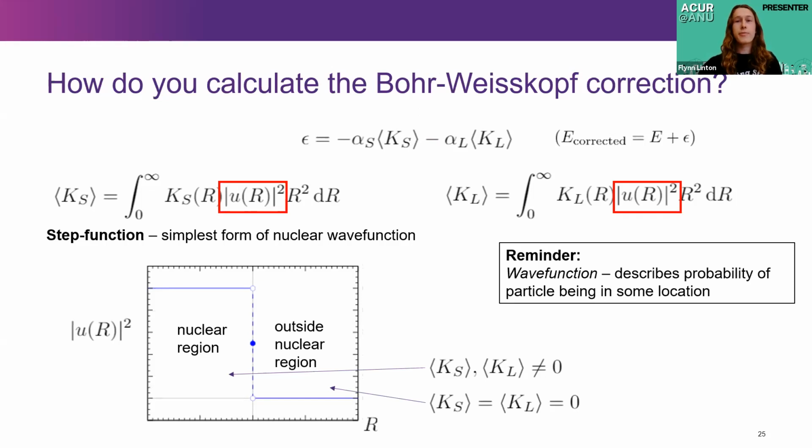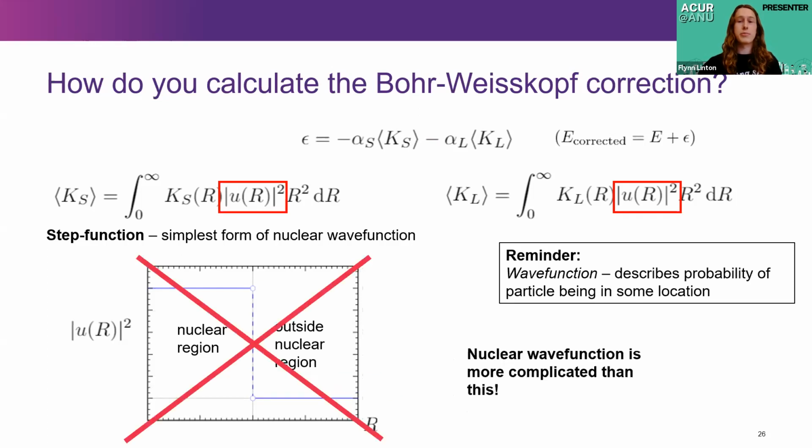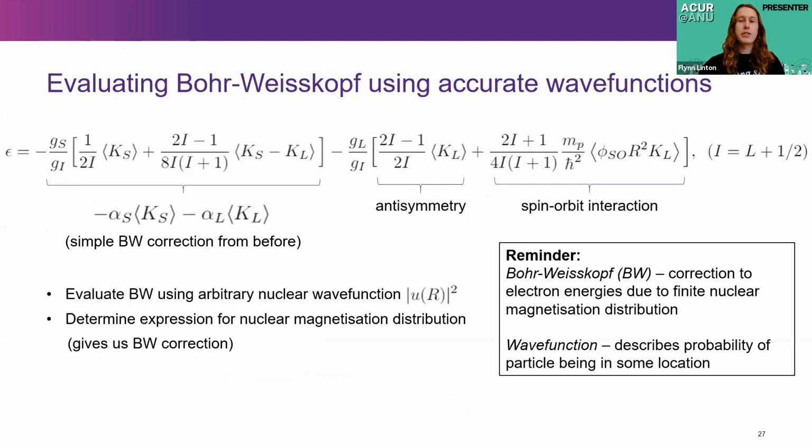However, this is real life, so obviously things aren't quite as simple as this. The wave function of the nucleus is generally quite complicated, and because of this, it can be rather difficult to evaluate these Ks and Kl integrals numerically to obtain the Bohr-Weisskopf correction. However, using a more realistic nuclear wave function will give us a more accurate estimate of the Bohr-Weisskopf correction. So to get around this issue, we first determined the general expression analytically for the Bohr-Weisskopf correction, just using an arbitrary nuclear wave function. And so then we can construct an accurate nuclear wave function a bit later.